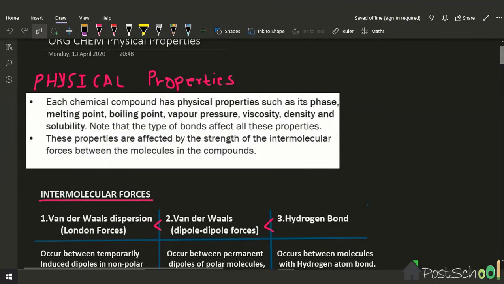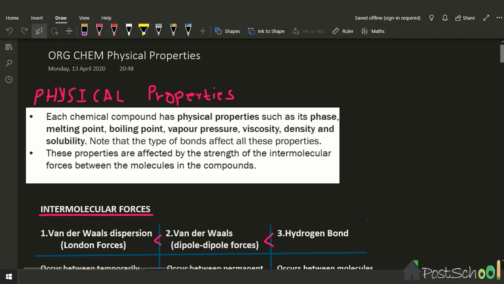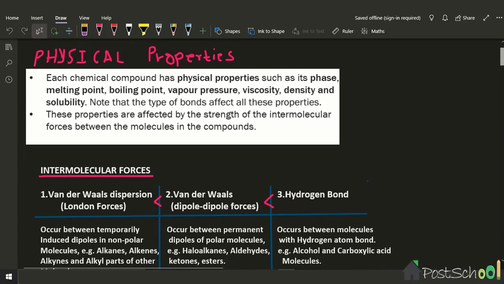Okay, our lesson will be based now on the physical properties of organic chemistry. So what are physical properties? It is what defines each chemical compound: each chemical compound has physical properties such as its phase, melting point, boiling point, vapor pressure, viscosity, density, and solubility. Note that the type of bonds affects all these properties.